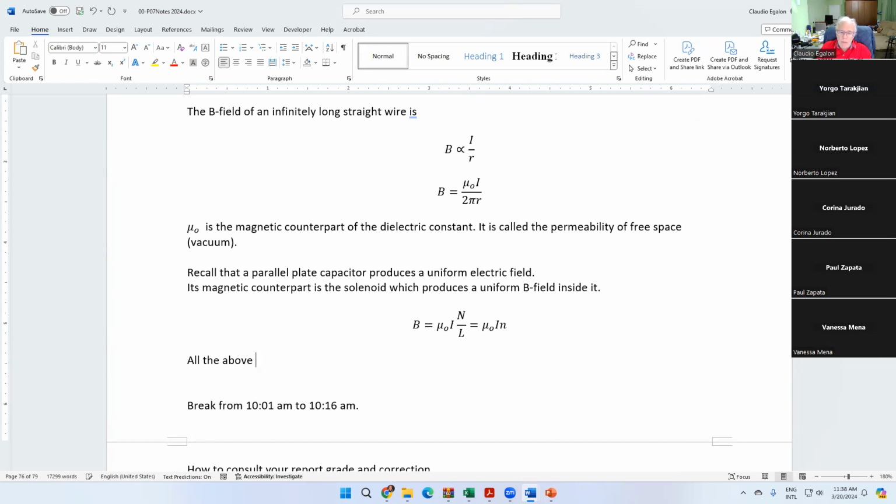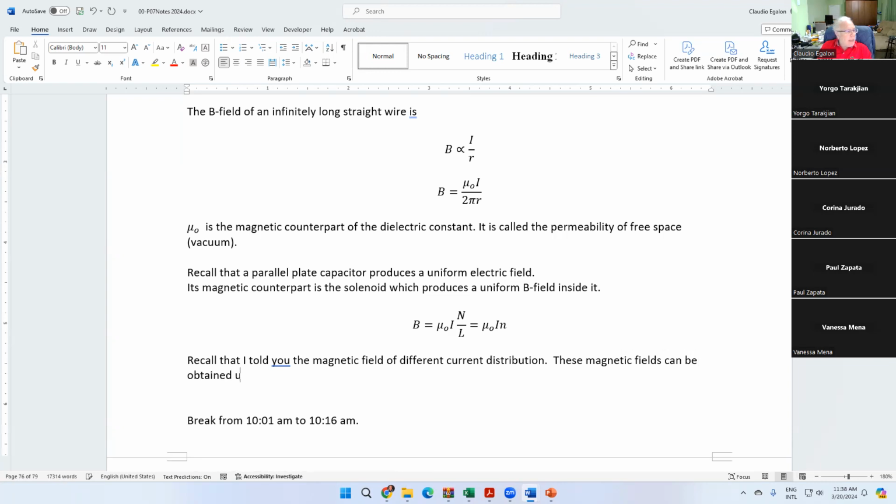Recall that I told you that the magnetic field of different current distributions can be obtained using Ampere's law. Ampere's law, okay?